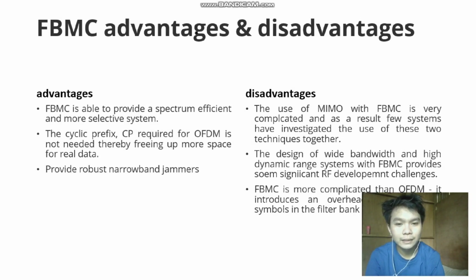The disadvantages: the use of MIMO with FBMC is very complicated. As a result, few systems have investigated the use of these techniques together. The design of wide bandwidth and high dynamic range FBMC systems provides some significant RF development challenges. FBMC is also more complicated than OFDM. It introduces an overhead in the symbols of the filter bank.